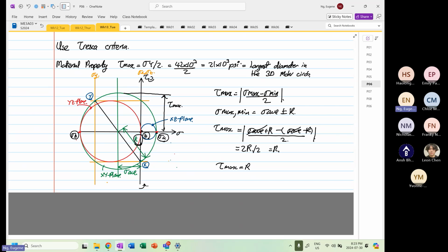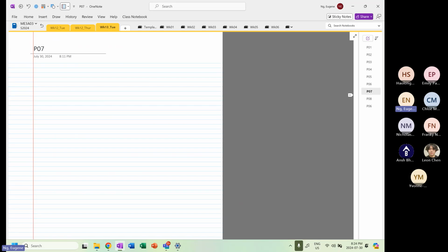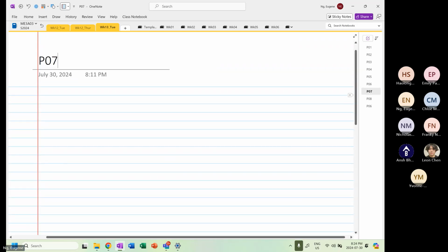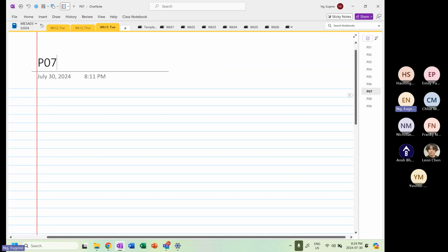So from here, again, the formula is still the same. So now we already know what R is, right? R is equal to what? We found the radius is equal to 21 times 10 to the power 3 psi. Okay, that is the Tresca criteria. Okay, so from here, right, again, we apply the same formula.